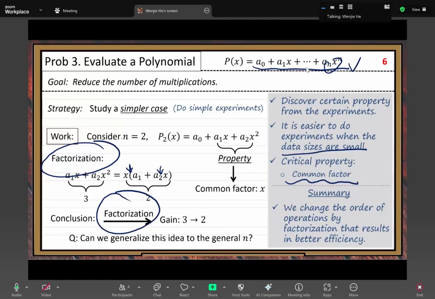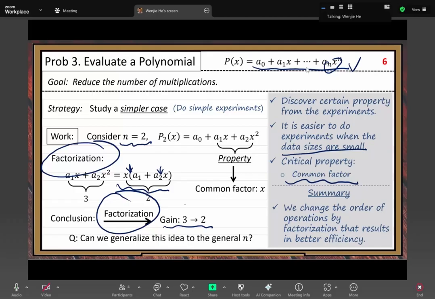The first time we do experiment, we do it on m equals 2 case. So one factorization here, look at this side. One factorization can help us reduce the number of multiplication from 3 to 2. If we do not do factorization, we need 3 multiplications. After we do one factorization, we reduce it to 2 multiplications. That's what we did last time.